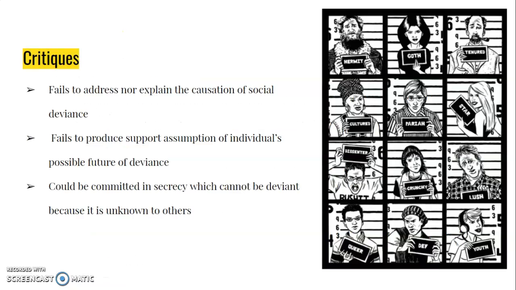So the critiques at this point are, one, it fails to address the causation of social deviance. It tells us how we label deviance, but not how it's caused. It also fails to support that simply calling an individual deviant will affect their future deviance. And also, a critique would be that a deviant act could be done in secrecy, though it can't be called deviant since it is unknown to others.